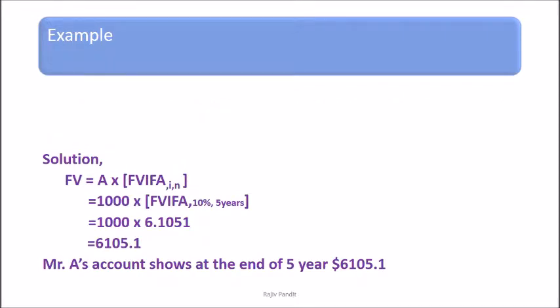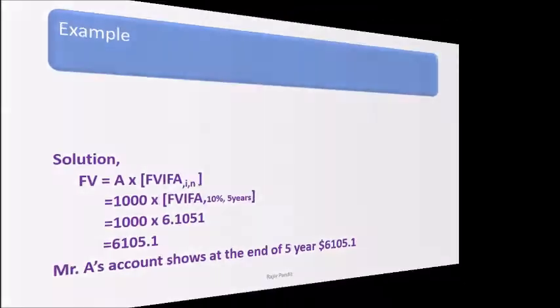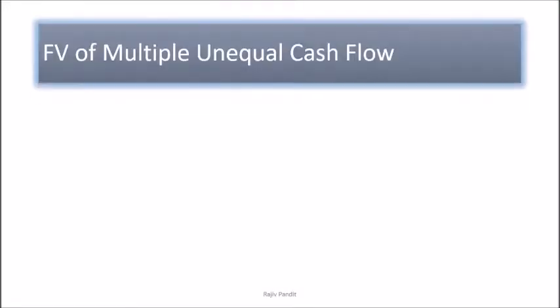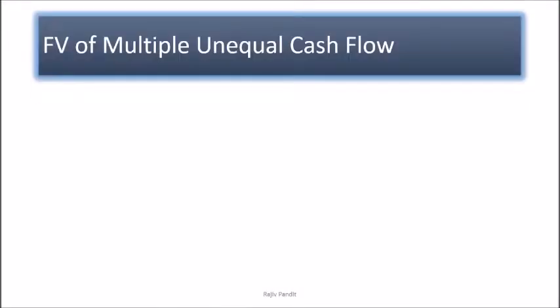Future value equals annuity times FVIFA in nth year at I%. Now, the annuity is 1000 and the factor is 6.1051, and we get $6,105.1. Now we can say Mr. A's account at the end of the fifth year shows $6,105.1. Let's turn to the future value of unequal cash flow.